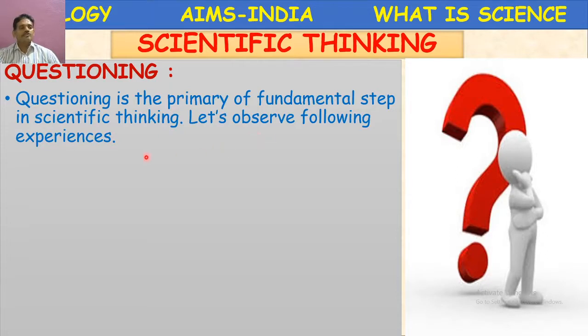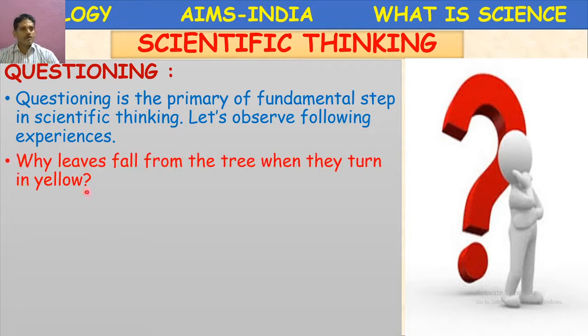Let's observe the following experiences or some questions. Why do leaves fall from the tree when they turn yellow? A question. Think, children. Think and try to write your observations in your notes. So you have to think in such a way: why is the green leaf turning yellow, and after turning yellow, why does it fall down? It's a natural phenomenon.